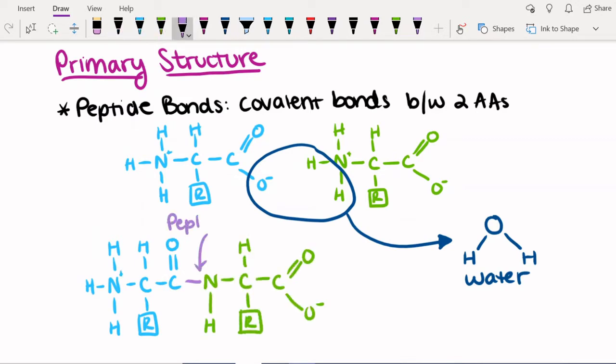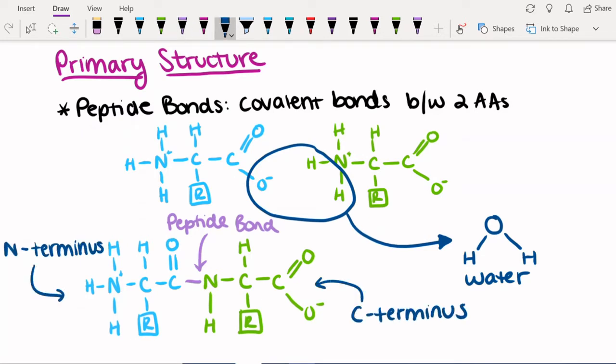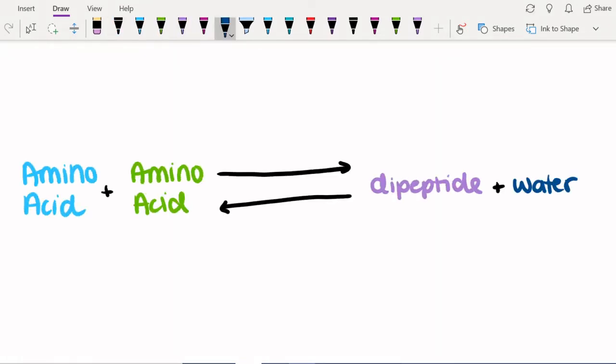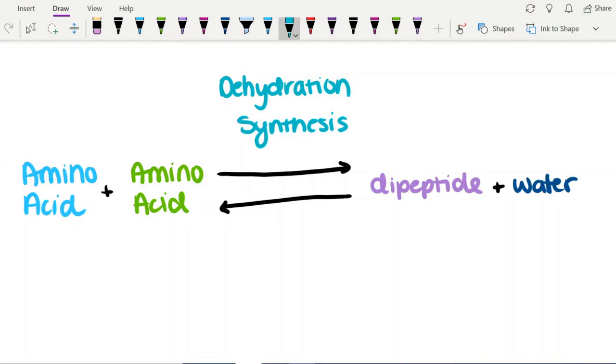In the amino acid sequence, the end of the sequence with the amine group and nitrogen is called the N-terminus. The C-terminus is on the end with the carboxyl group. Forming the peptide bond is a dehydration synthesis reaction. This is because when the 2 amino acids bond together, a water molecule is produced.